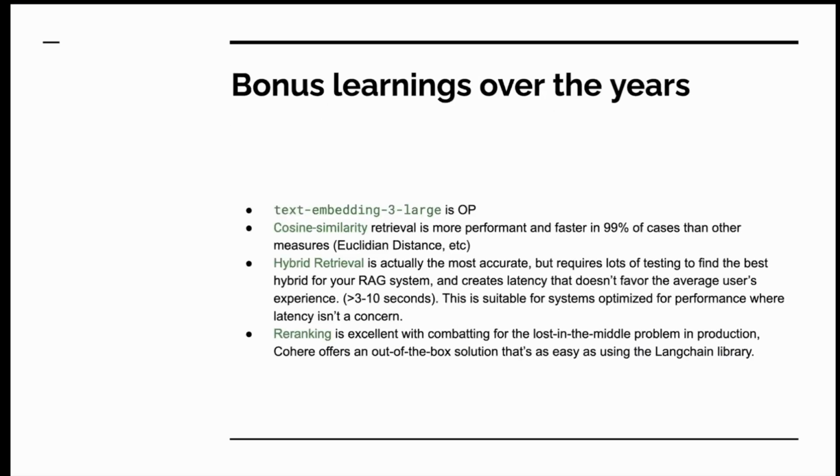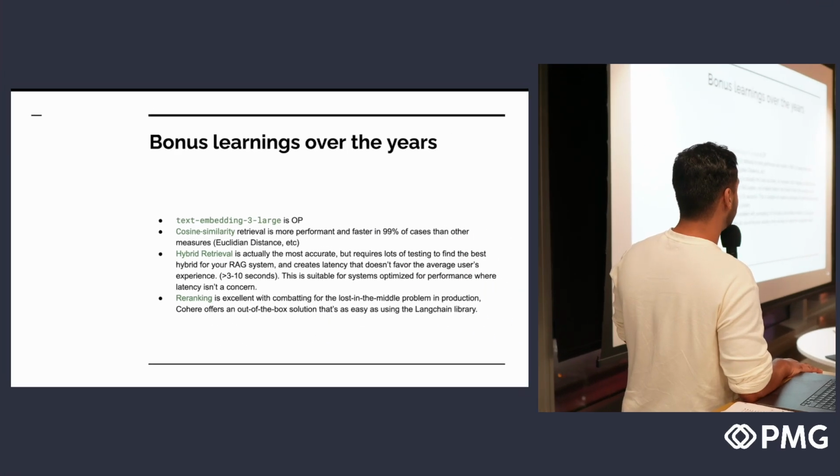And some bonus learnings over the year. Text embedding 3 large is by far the best embedding model that we've tested. Cosine similarity retrieval is more performant and faster in 99% of cases. You can use other measures like Euclidean distance, but they're just not as good.